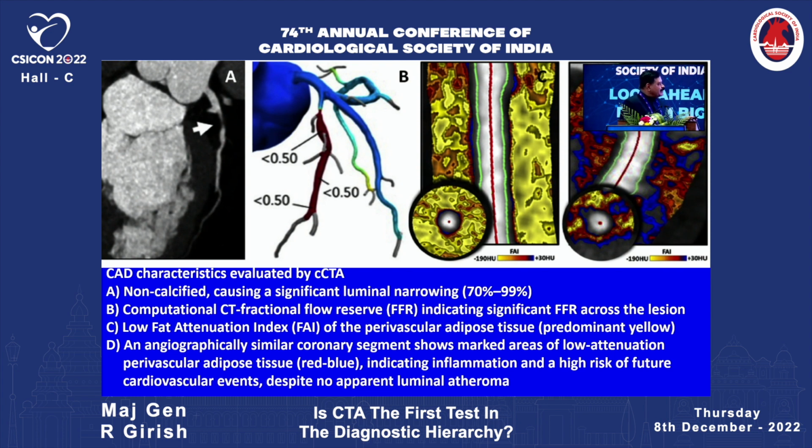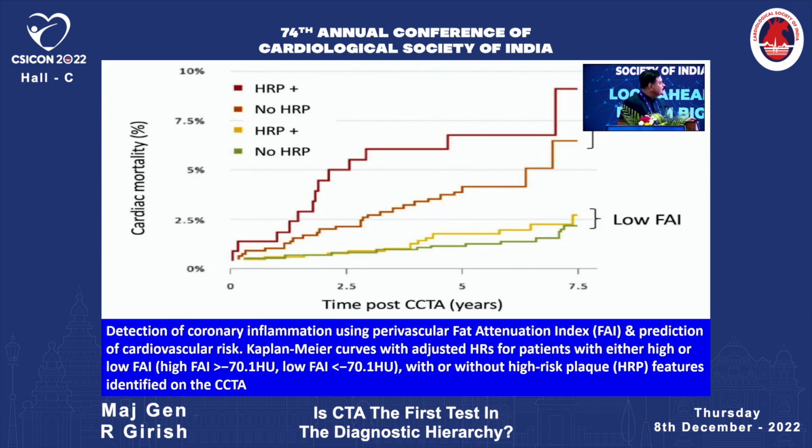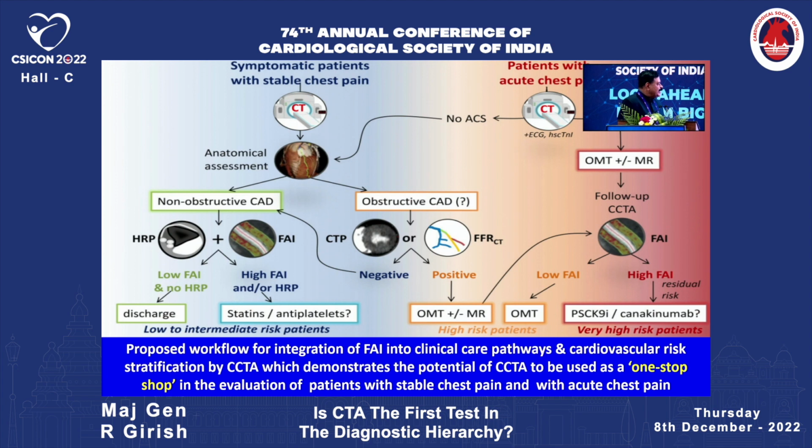So this shows the residual risk apart from the stenosis severity and plaque characteristics, and to a certain extent explains the paradox of people with non-critical stenosis getting MIs. It's useful for prognostication also. It can be incorporated in clinical care pathways and risk stratification models. So much so that CCTA can be used as a one-stop shop in evaluation of patients with chest pain.